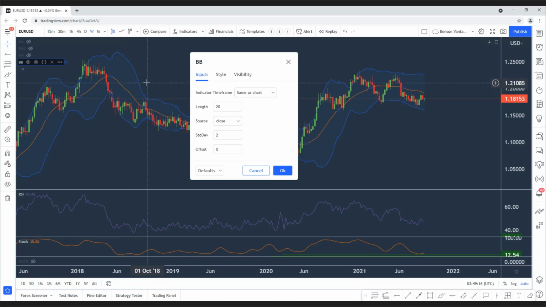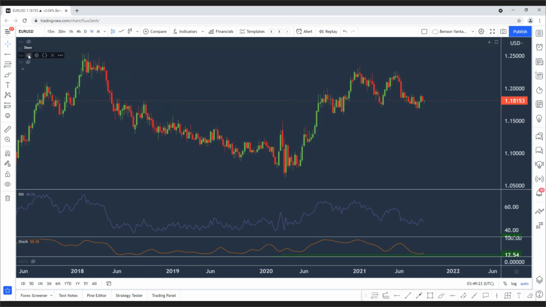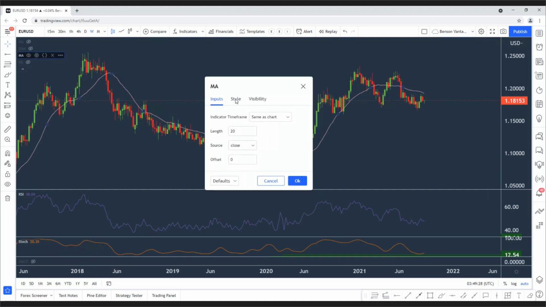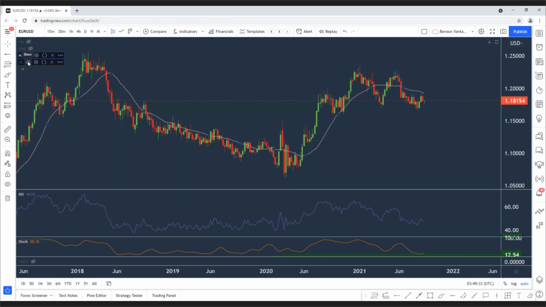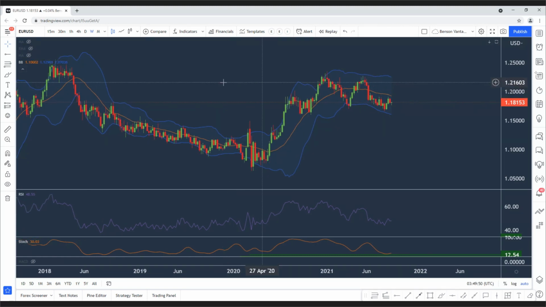Just to show you guys, this 20 simple moving average is the same as the one you all usually use for the moving average itself. Over here I just open up this moving average of 20, and if I open up the Bollinger Bands, it shows me the same moving average. So in other words, this Bollinger Band 20 moving average is the same as the calculation of the simple moving average.